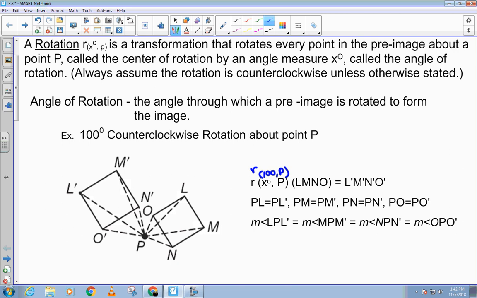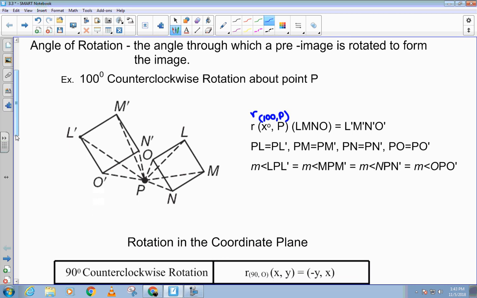Now, when we do this, I'm going to show you what happens if we were to do it manually. We're not going to actually do it manually because it's very tedious, okay? But I'm going to show you what's happening. Let's take point L, for example. This right here is the pre-image for point L. This is the point of rotation, okay? And then this is the image, all right?